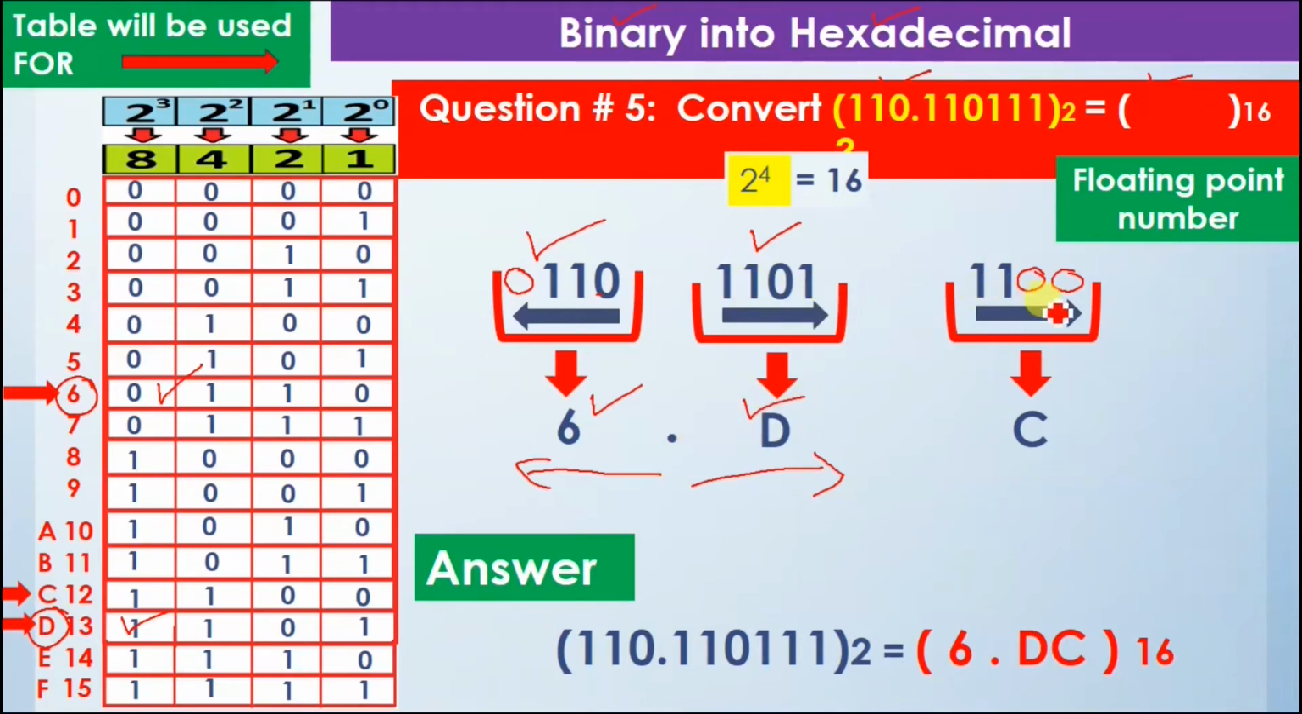Next we have the value 1100 in binary and we will find it. So where is the value? Here is the value 1100 and we have to convert it into hexadecimal. So it is equal to C. So we write 1100 as C. So now we have calculated the value and we will join the complete value to get the final answer. So the final answer is 6.DC, and we can say that this number in binary is equal to 6.DC in hexadecimal.